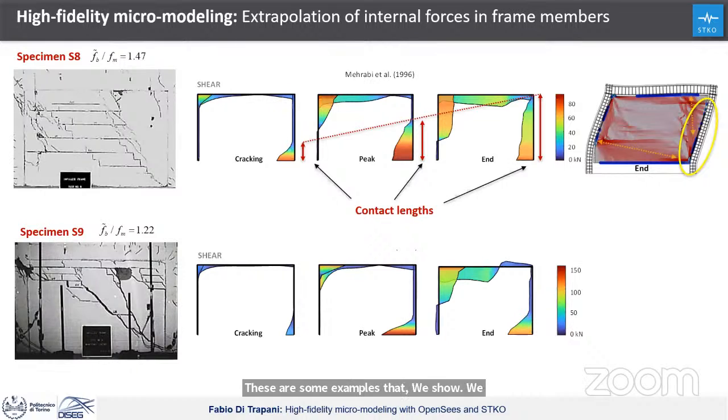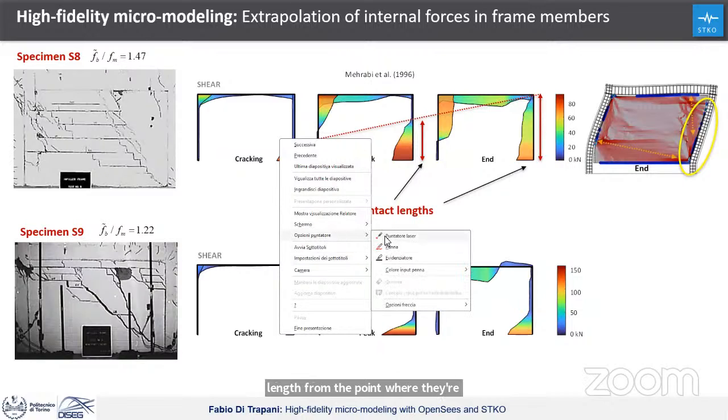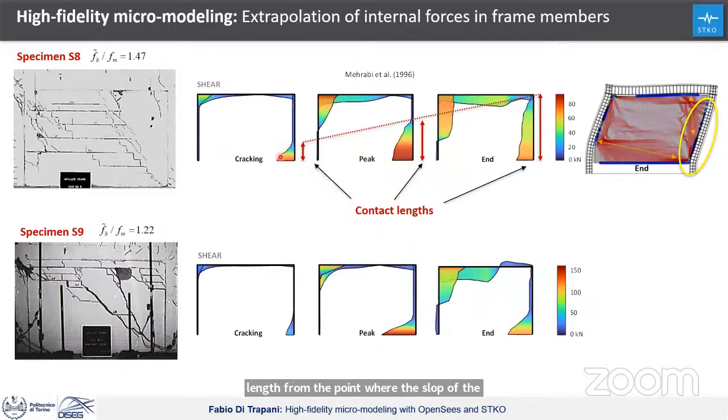We see also during the analysis that the contact length is varying during the test. You can recognize the contact length from the point where the slope of the shear diagram is changing, okay? Because here we have no contact, this means that we have no load. So since we have contact, we can experience shear. So during the analysis, the contact length of the infill is changing up to higher values.